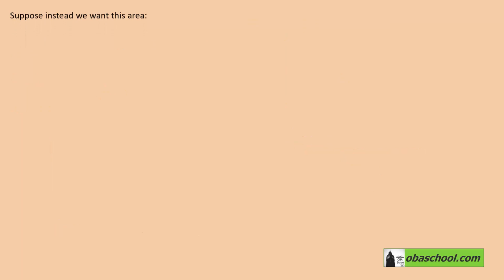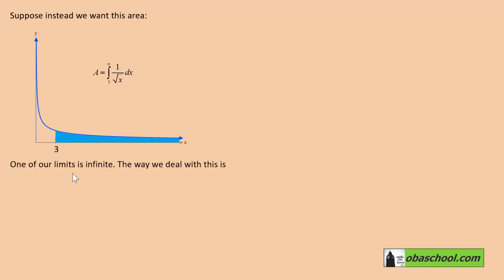But suppose instead that we want the area shown here, where this area just goes off forever in this direction. So we're starting at 3, but essentially going to infinity. So the area would be the integral from 3 to infinity of 1 over root x dx. One of our limits is infinite.